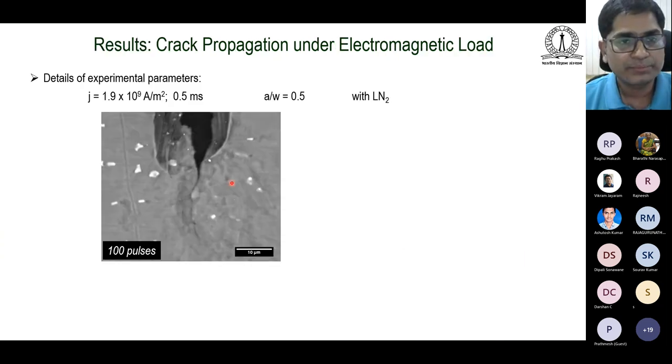So these are the first of the experiments. This is the current density. When I'm talking about the current density, this is a nominal current density that we calculate by dividing the current by the cross-sectional area of the film, not here. The current density at the crack tip will be very high. The initial crack length by width ratio is 0.5, and we did this experiment with liquid nitrogen. After 100 pulses, this was our original notch, and we start to see some propagation of the crack.